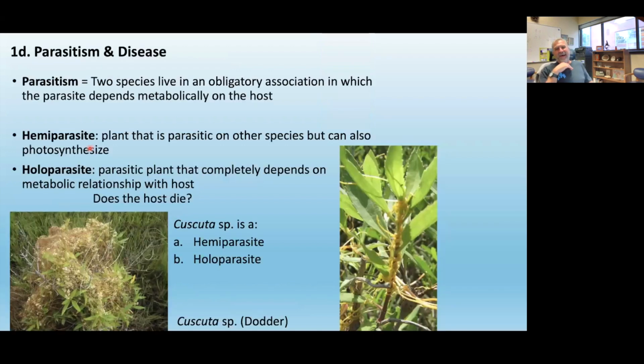Sorry, I couldn't pass it up. So another relationship here is parasitism and disease. So the parasitism, there we go, is where you have two species that are living in an obligatory relationship with one another, where the parasite really depends metabolically on the host. So we have hemiparasites and haloparasites. Hemiparasites are plants that can, in fact, photosynthesize on their own. So they might use another plant as an anchor or for some nutrient, those kind of things, but they are able to photosynthesize. Whereas a haloparasite is a parasitic plant that completely depends on the metabolic relationship with the host.